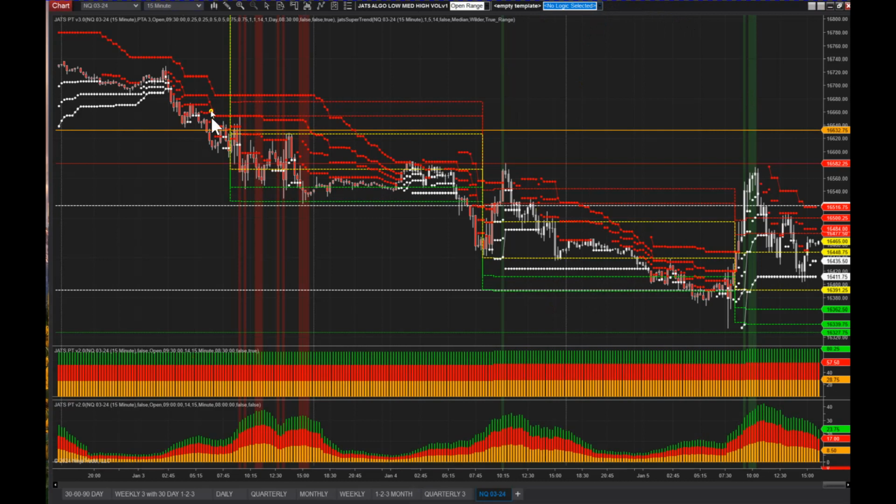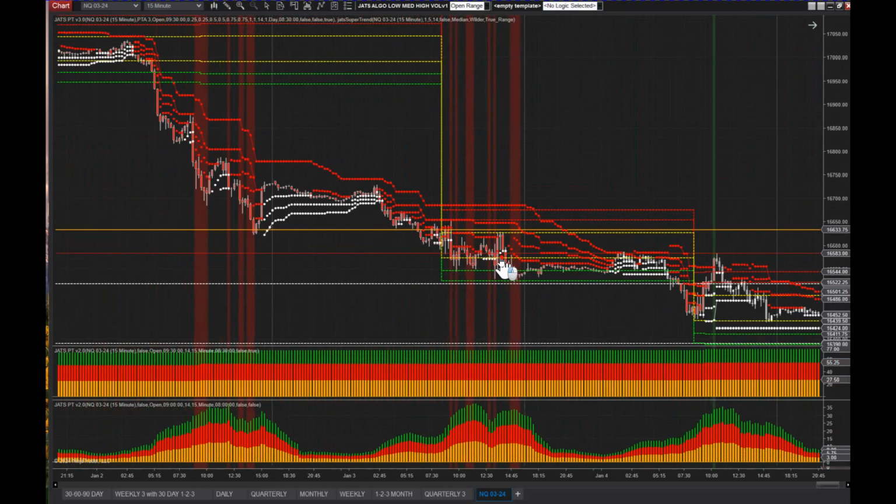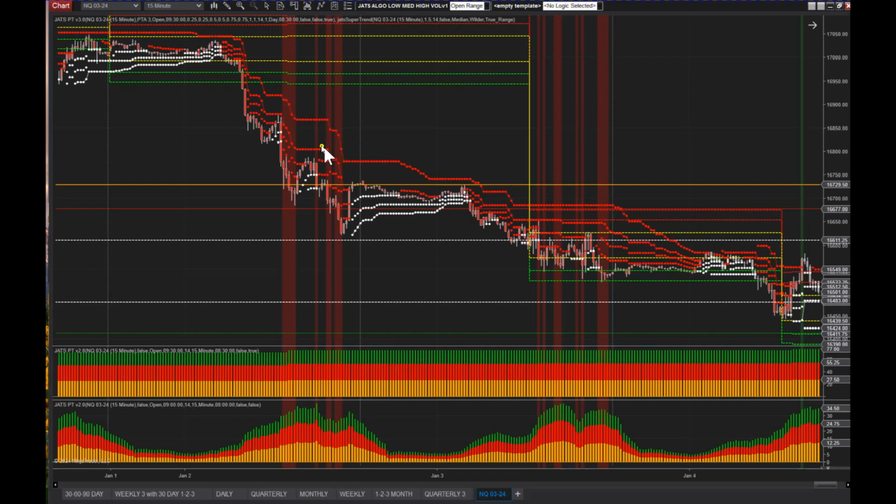I gotta fix this template. So here's your opening range. Sometimes you don't get a full breakout. Here I got the signals to go down, but it went right into A1. Looks like a daily one blocked it. Here was a better opening range breakout.